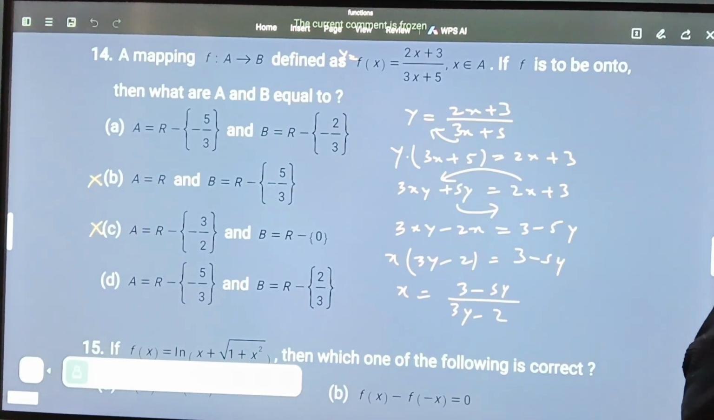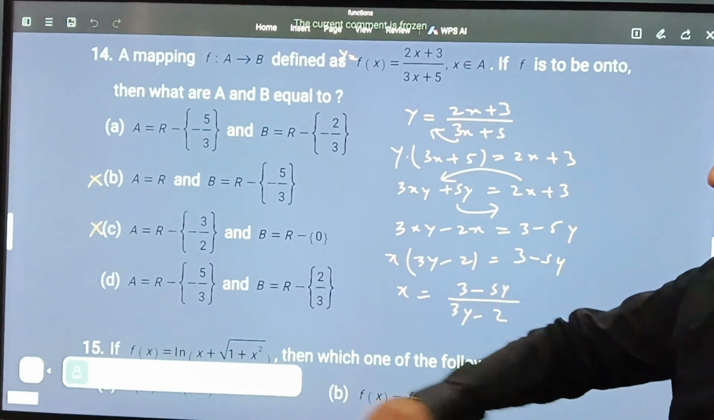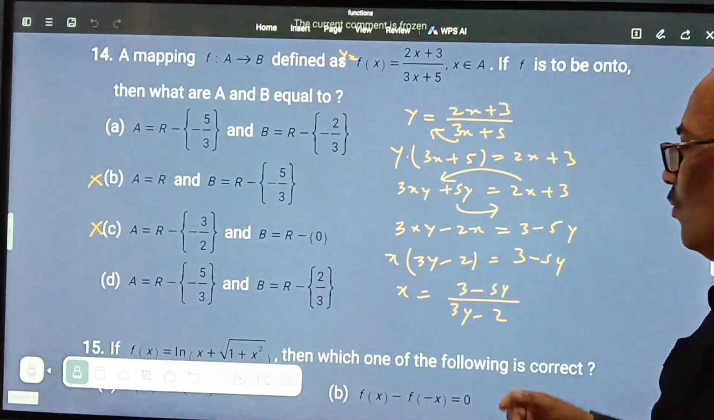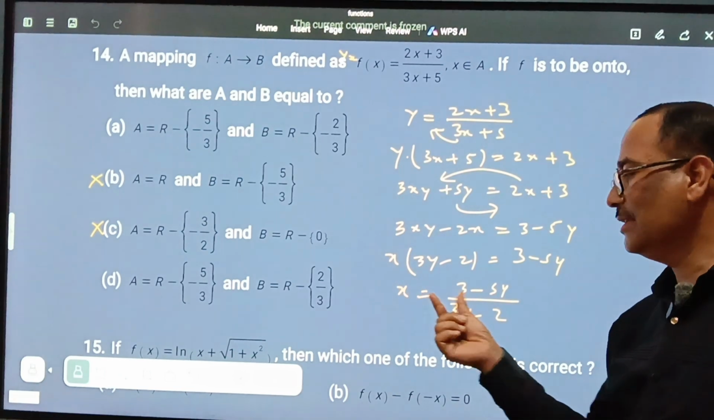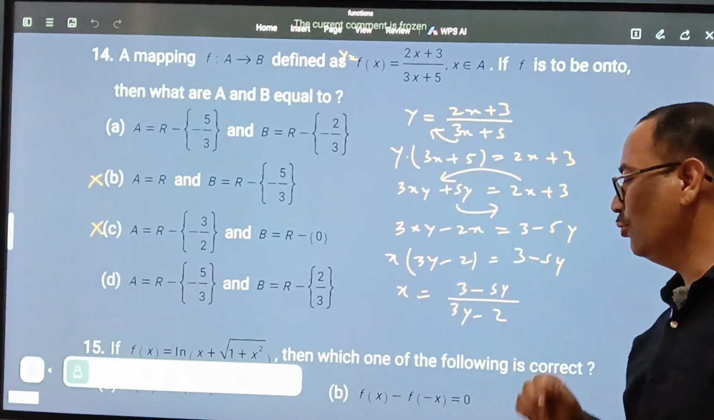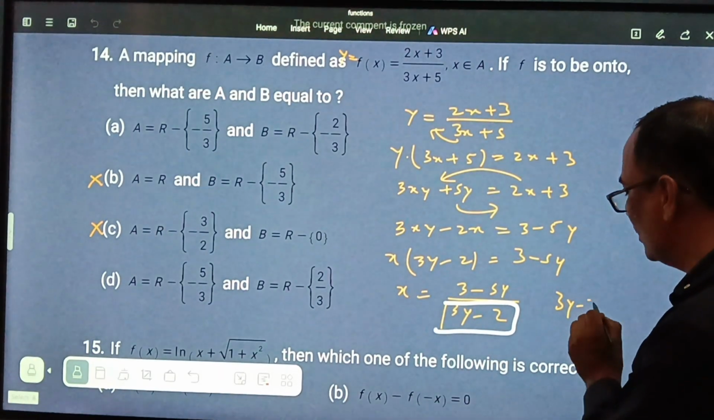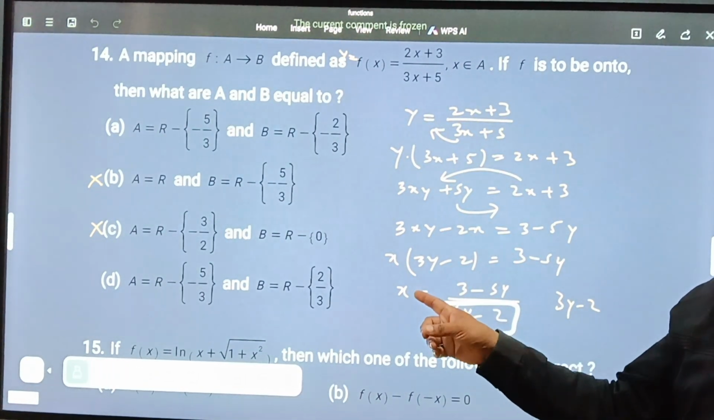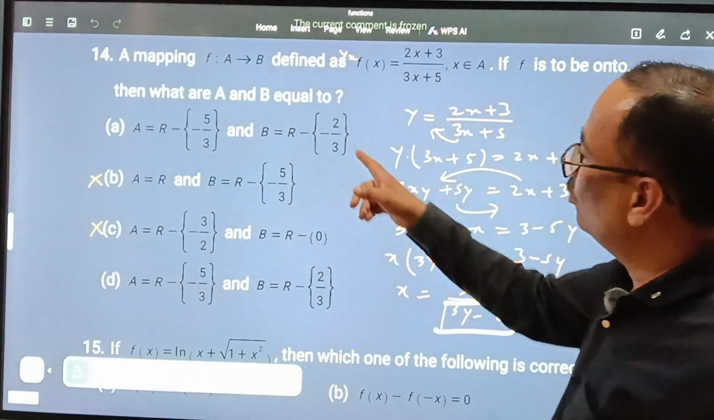So this is the value of x, and here x is all real except minus 5 by 3. What we are saying here is that the denominator is never equal to 0. x is a real number, numerator by denominator, and the denominator is never equal to 0. So 3y minus 2 is not equal to 0. If 3y minus 2 is equal to 0, then this is not a real number. So y is never equal to 2 by 3.